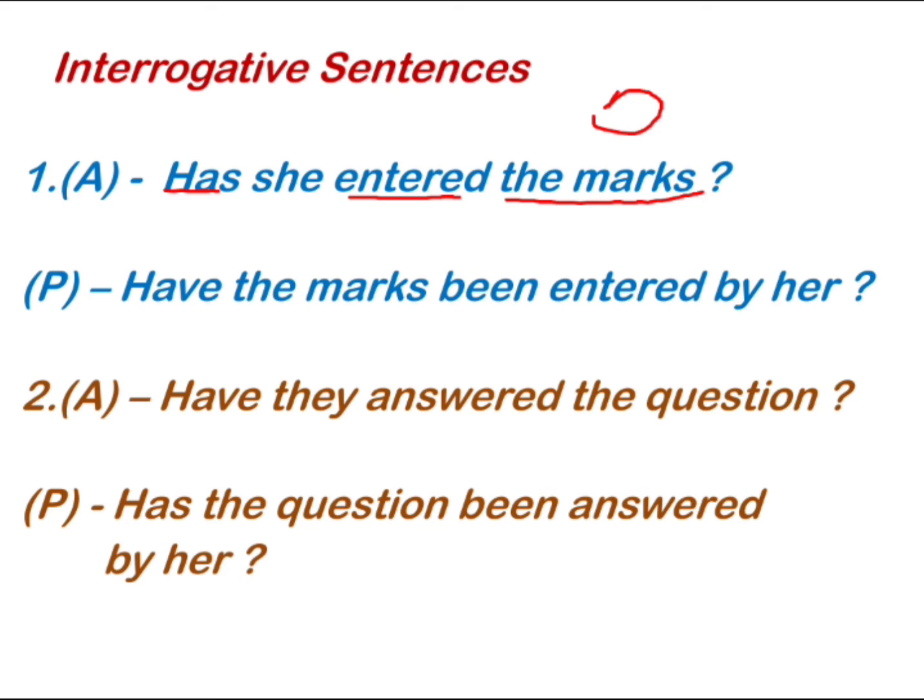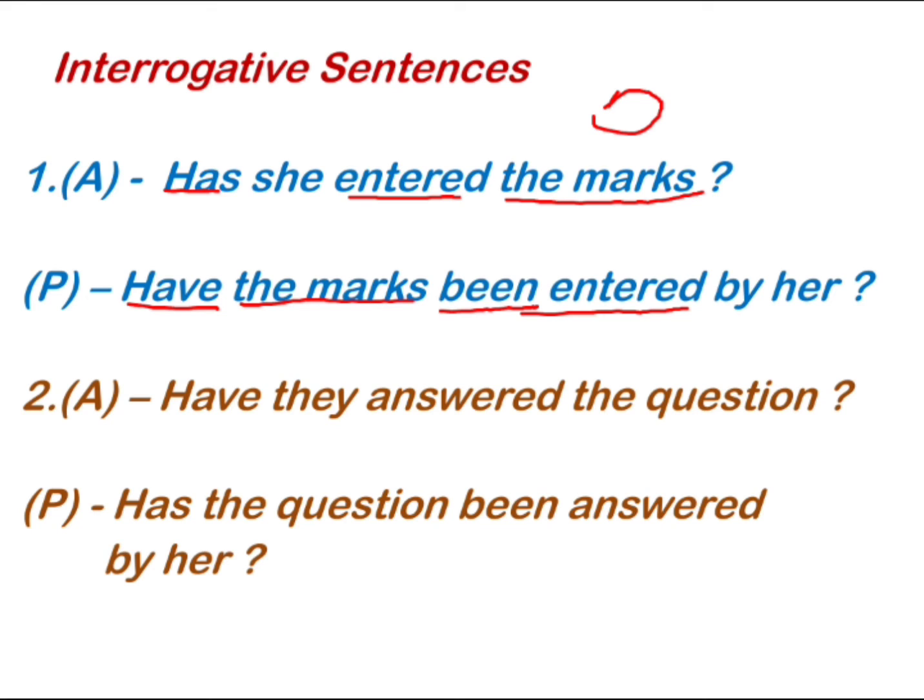If a question begins with the auxiliary verb in the active voice, in the passive voice too the sentence begins with the auxiliary verb. It depends on the subject whether it is singular or plural. Now, the marks is the object and that marks is plural. So we use have. Have the marks, and been is the be form of verb for the perfect tense, entered by her. Have the marks been entered by her? This is the passive voice.